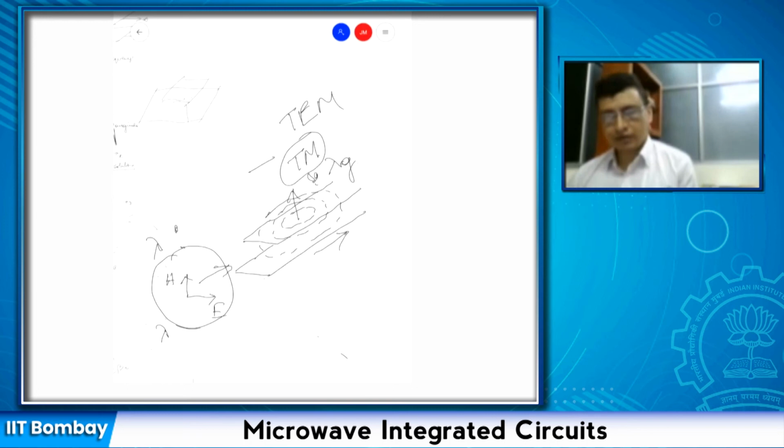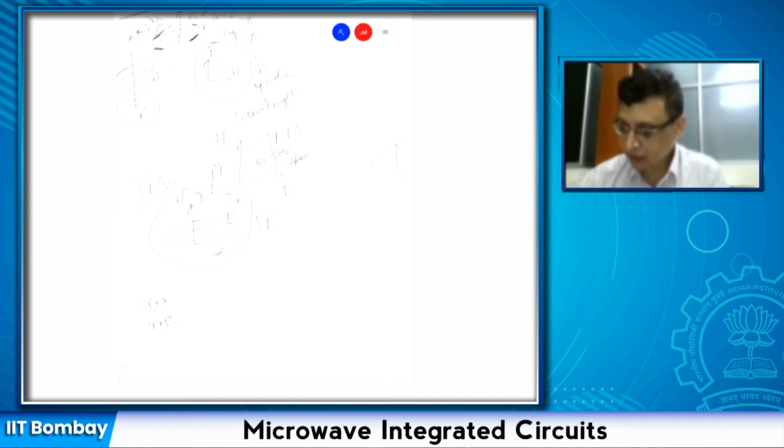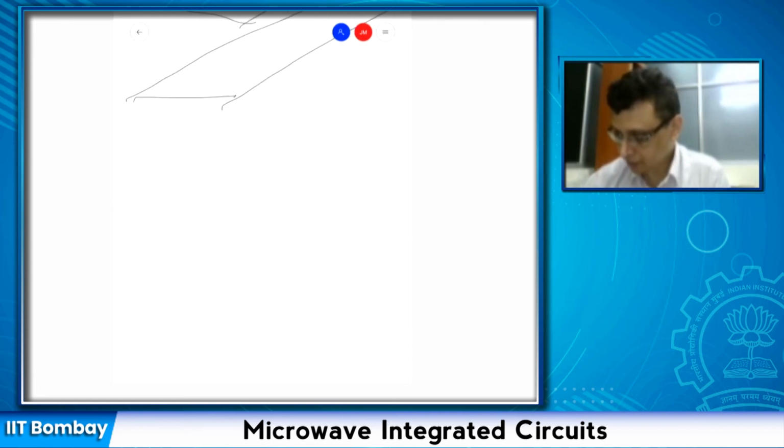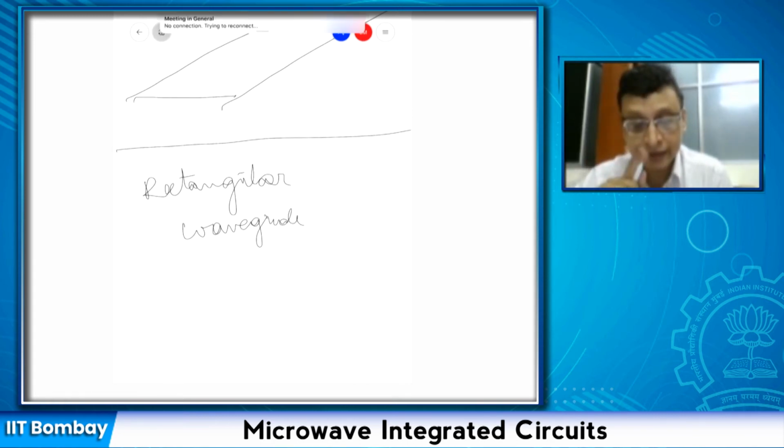In fact, at one point in this course, we will discuss transitions, about how you can convert one mode to another mode. For example, in a rectangular waveguide, which we will discuss next, it's a single conductor waveguide, so there is no TEM mode, right? There are only TE or TM modes. Sir, how do we decide that if it is rectangular, then TEM does not propagate, only TE and TM propagate? Because a rectangular waveguide is a single conductor waveguide.